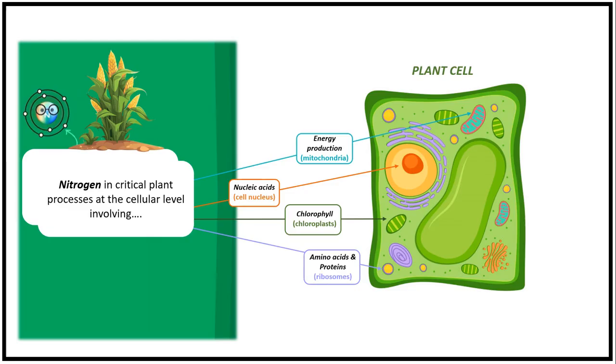Now, to understand how important nitrogen is to crops, we must consider its fundamental role in all biological molecules within plants and how essential this element is for plant functions. Nitrogen is required for many critical plant processes at the cellular level, including nucleic acids in the nucleus, chlorophyll in chloroplasts, energy production by mitochondria, and the production of amino acids and proteins by ribosomes.